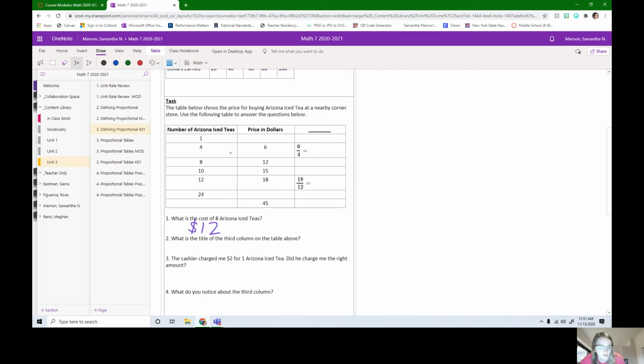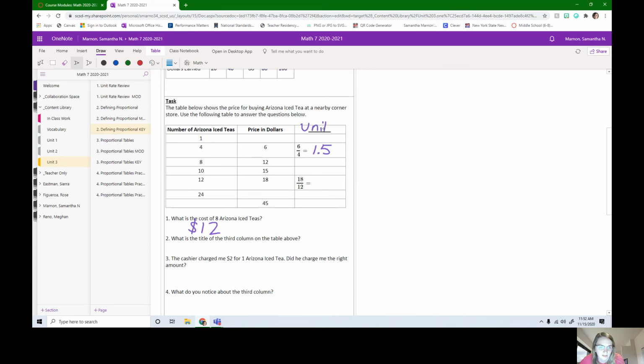Okay, so you should have filled in this table and started answering these questions. So if 4 Arizona iced tea is $6, we have to figure out the cost for 1 Arizona iced tea. I like to use division to find the unit rate. So over here, they actually did 6 divided by 4 equals 1.5. So then this whole row, they're actually calculating the unit rate.